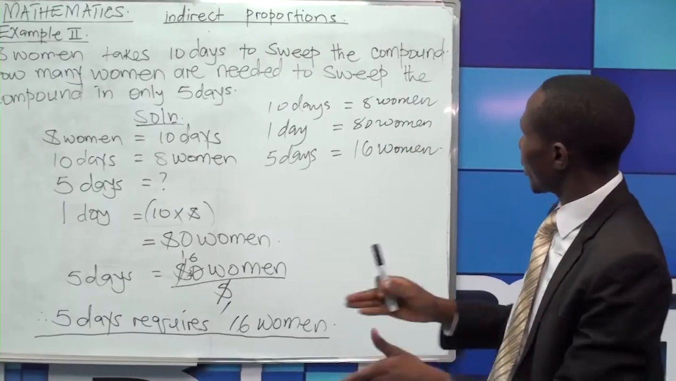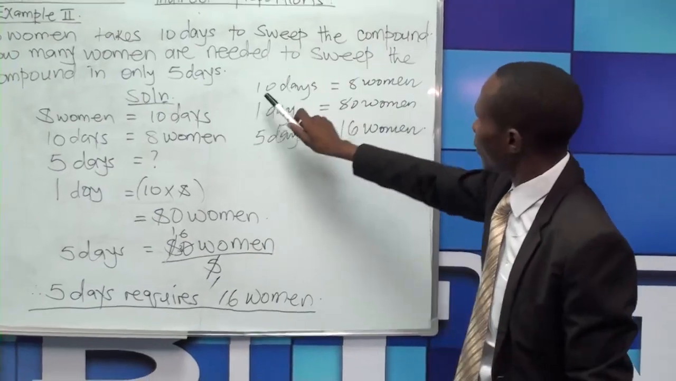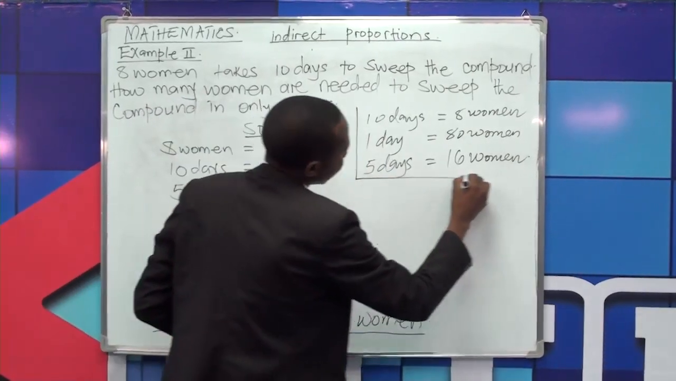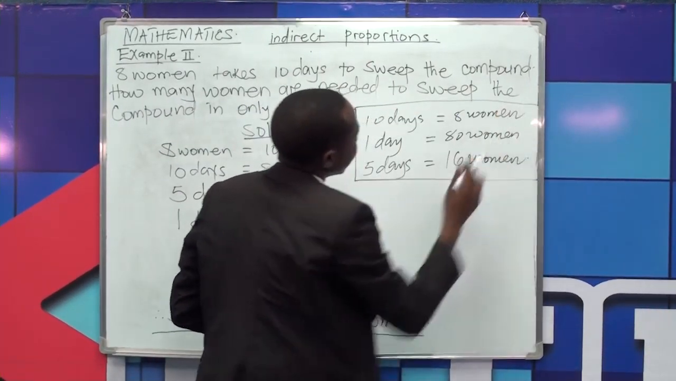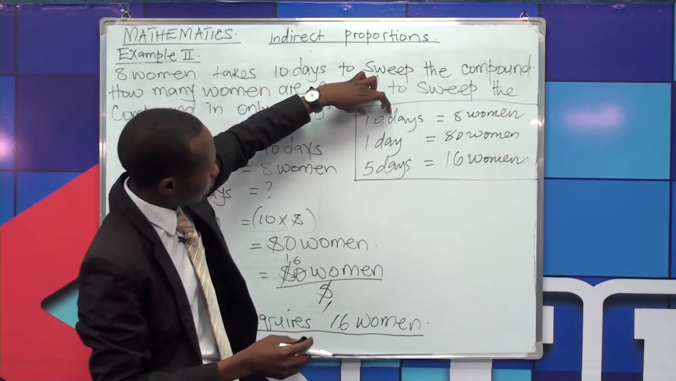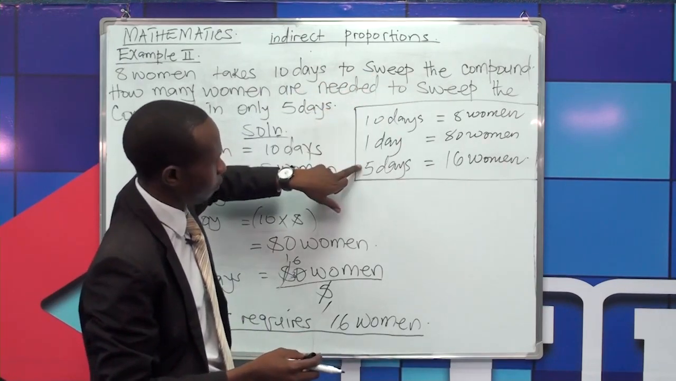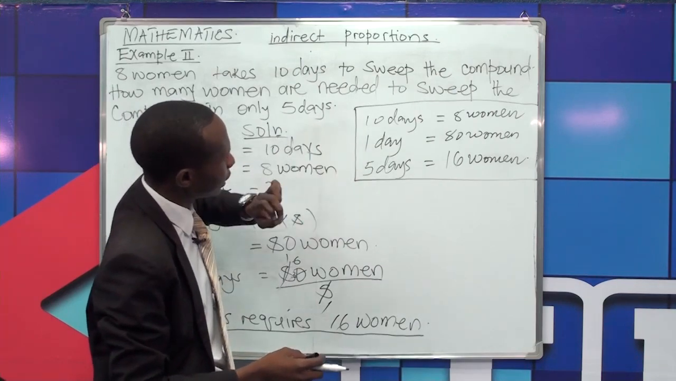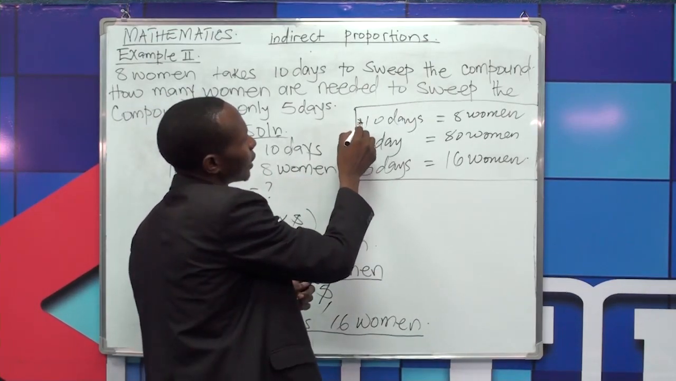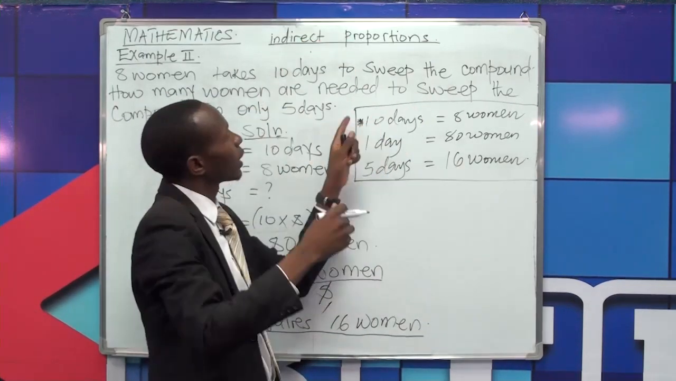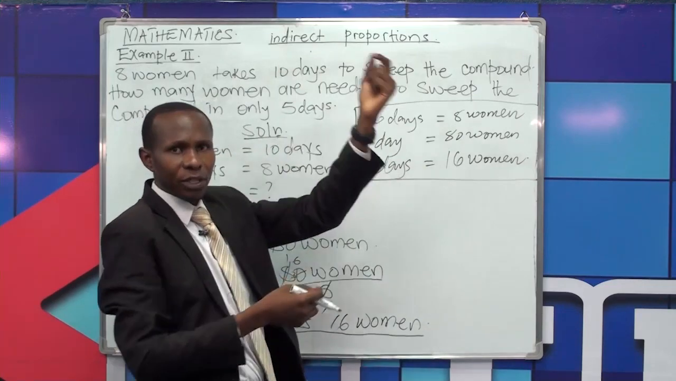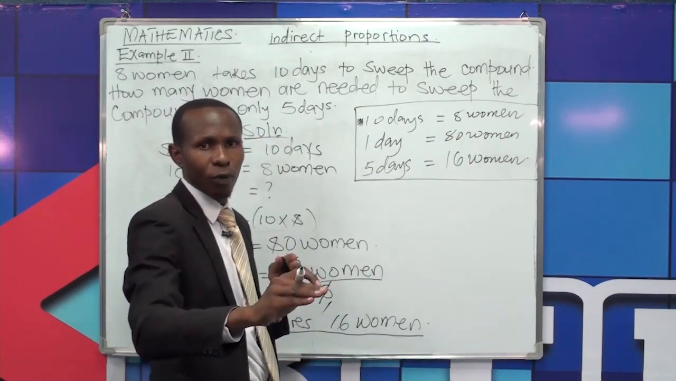The relationship between time and number of workers, when you look at the first statement here, this is not part of this, but I'm just explaining it for the purpose of understanding. When you look at the number of days here, we have 10, we have 1, we have 5. When you look at the number of days and the number of workers, you realize that many days were 10. They were very many. But when you come to the number of workers, they are few. So the more the time is given, the fewer workers are required.